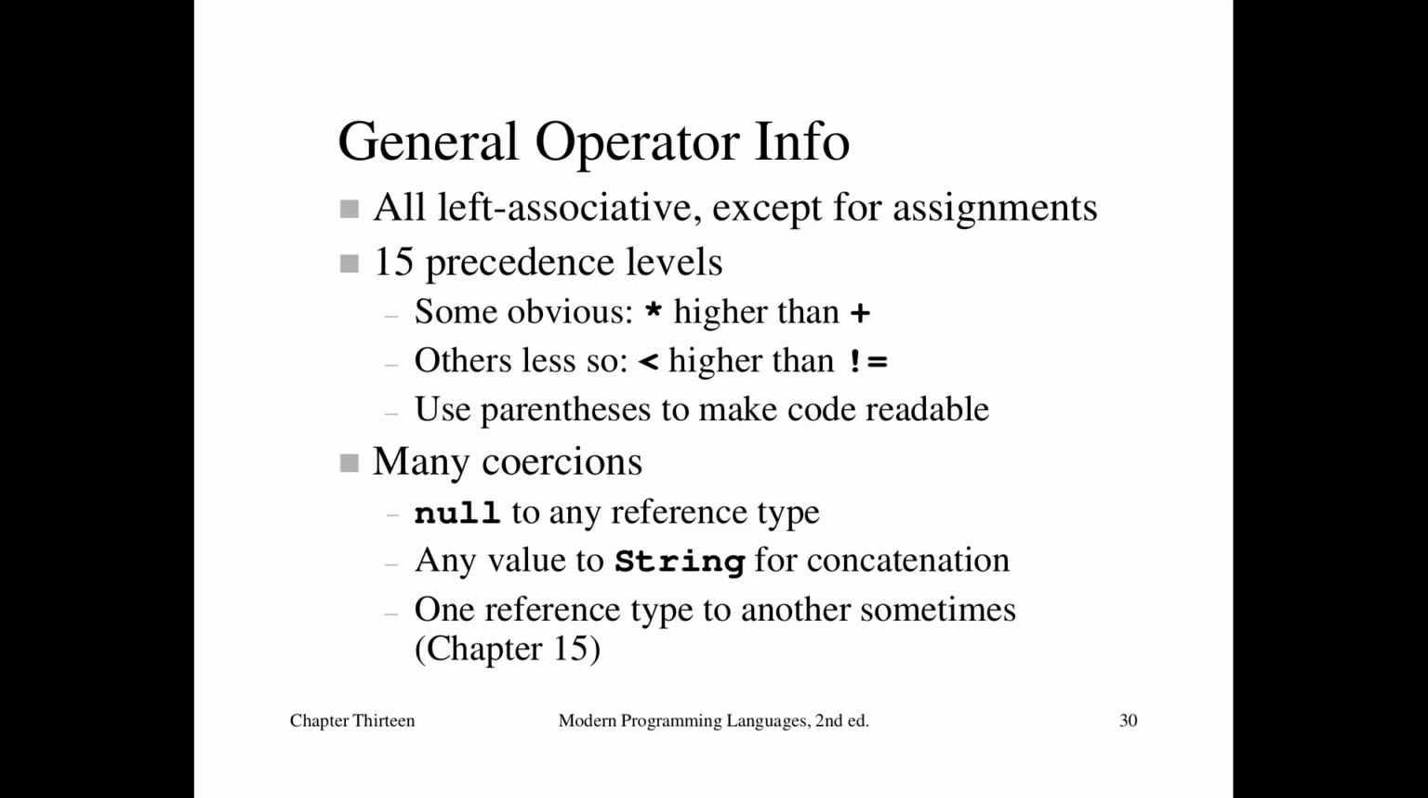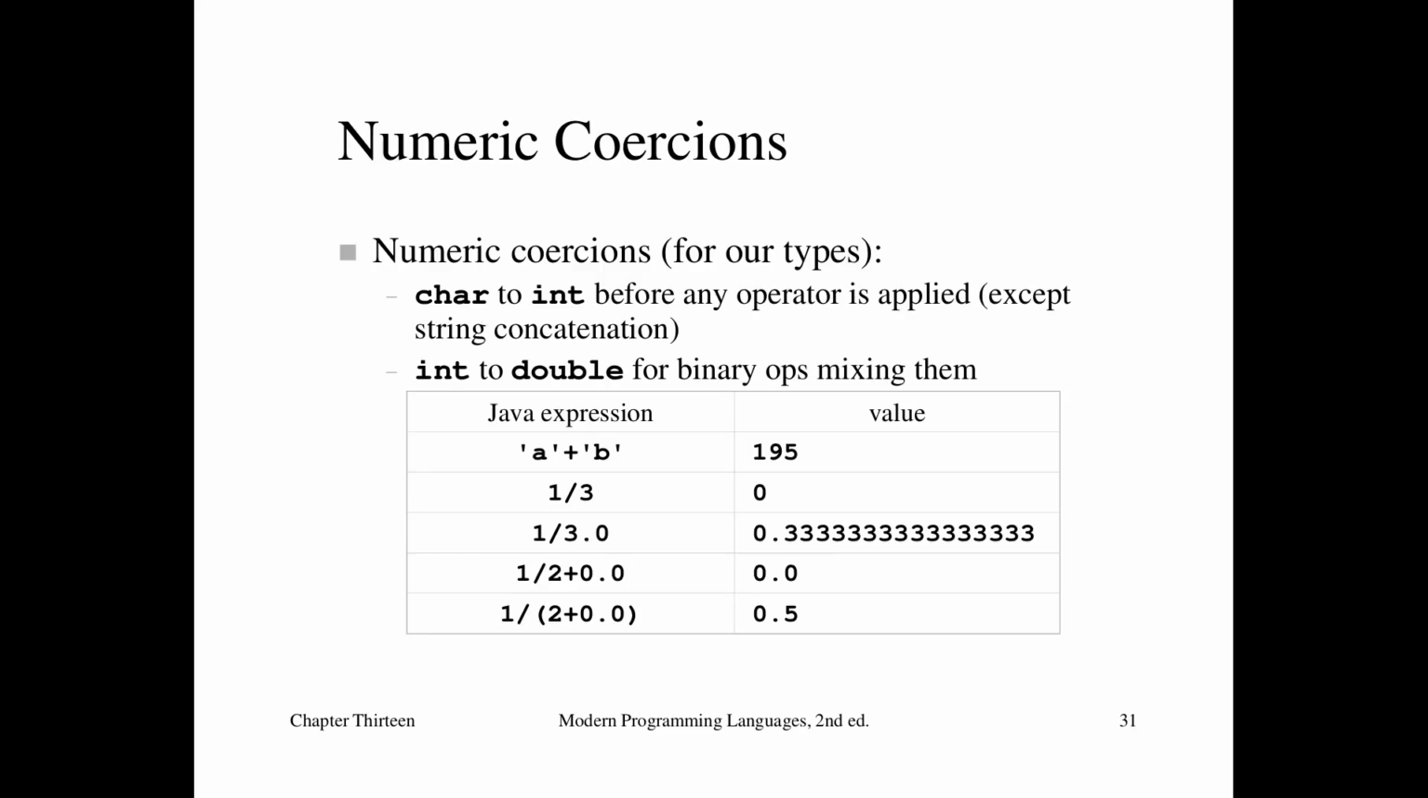It's not technically coercion, but it does work like coercion with primitive types. It's autoboxing, then the toString call. And then reference types can sometimes be cast to another, or converted automatically, through the inheritance hierarchy. So that is a type coercion that can occur. We'll talk about that in chapter 15.